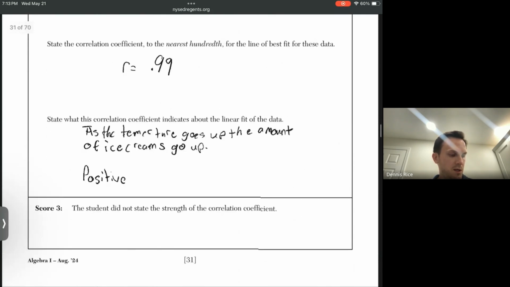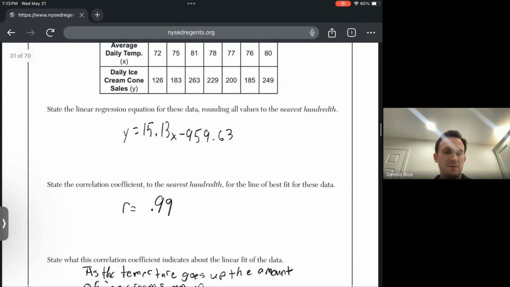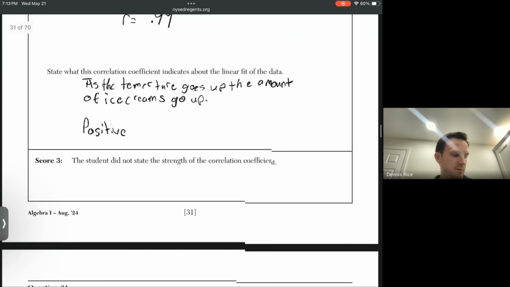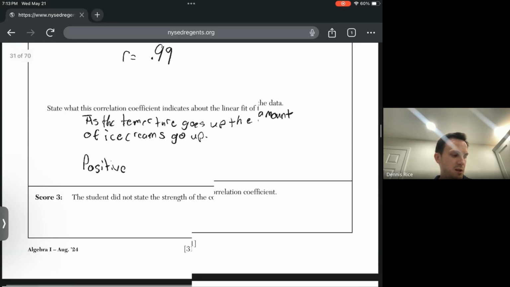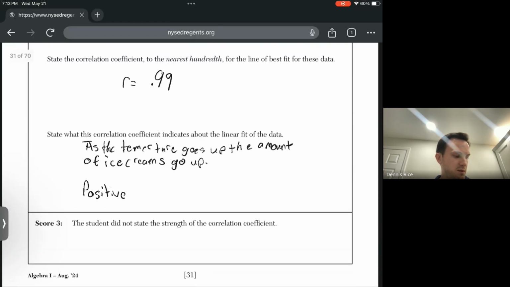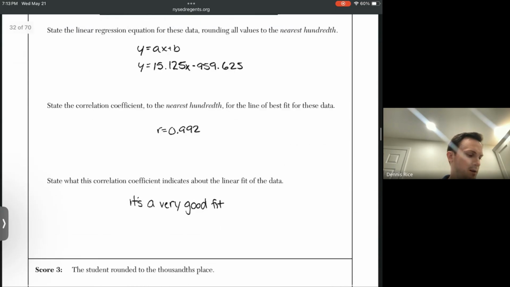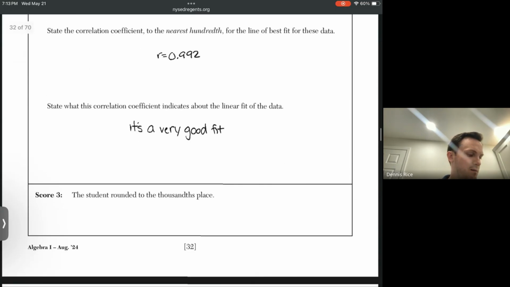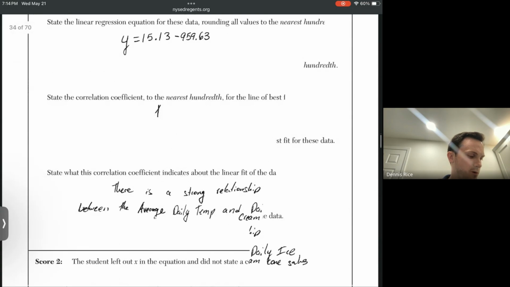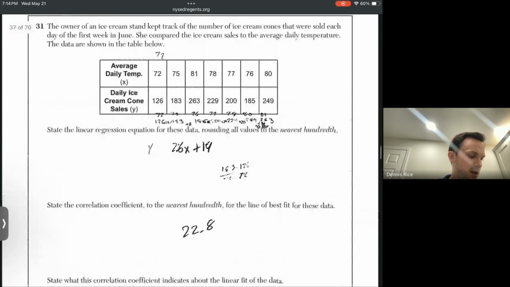Okay. I would say these are kind of treated like 2-1-1. So again, I'm going to kind of skip through these. This person lost a point. What did they write? As the temperature goes up, the amount of ice cream goes up. Positive. Okay, yeah, they didn't say if it's strong or weak. Okay, made a rounding error, -1.